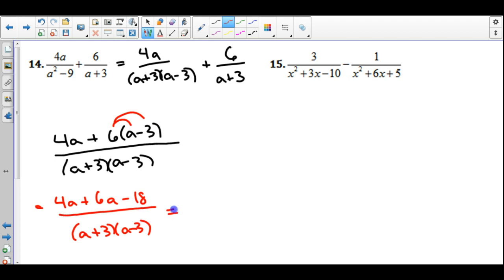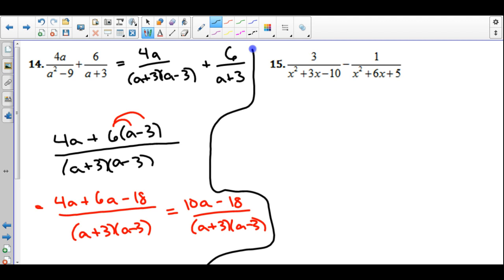And then my last step is to combine these like terms. I have 10a minus 18 over a plus 3a minus 3. So if I wanted to go further than this, I could factor out a whole number out of this, but notice that there's nothing in the denominator to cancel out with it. So after this point, we are done.